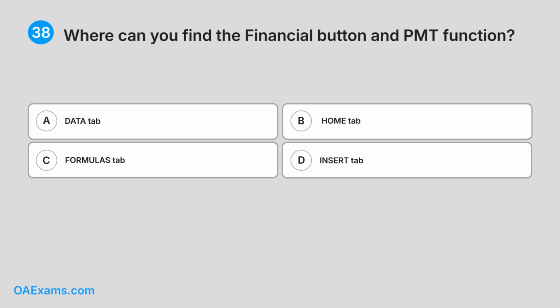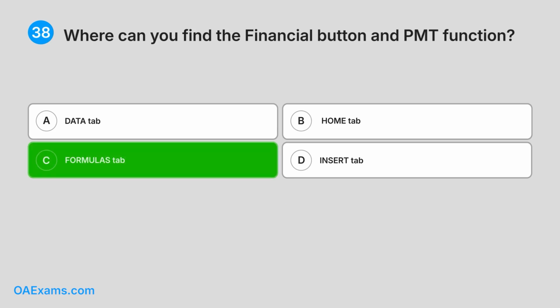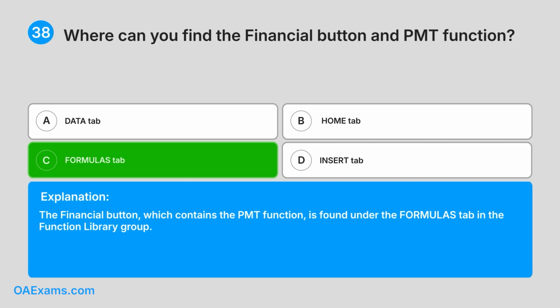38. Where can you find the Financial button and PMT function? A. Data tab. B. Home tab. C. Formulas tab. D. Insert tab. Can you guess the answer? Correct. Answer C. Formulas tab. Explanation. The Financial button, which contains the PMT function, is found under the Formulas tab in the Function Library group.